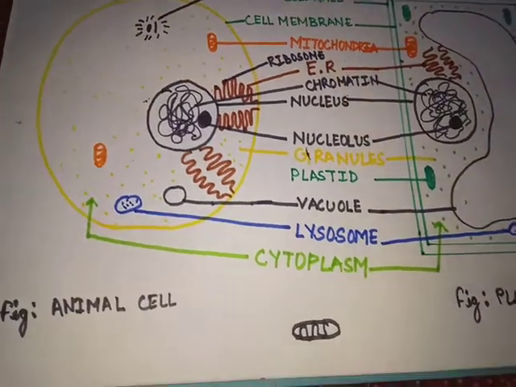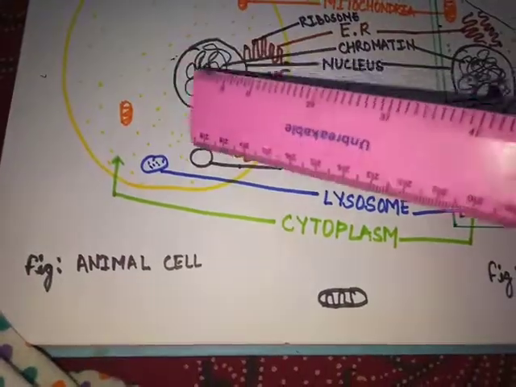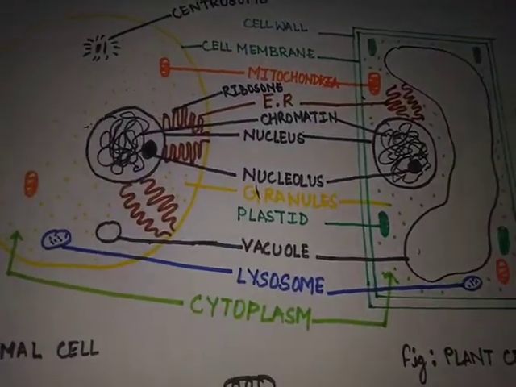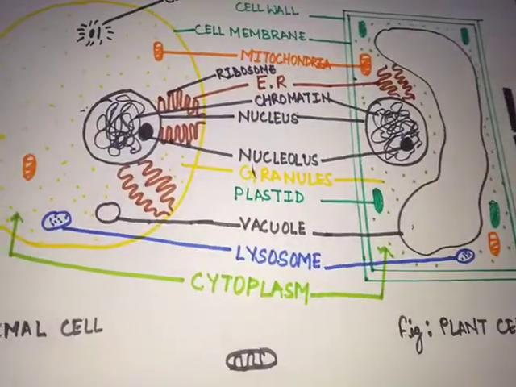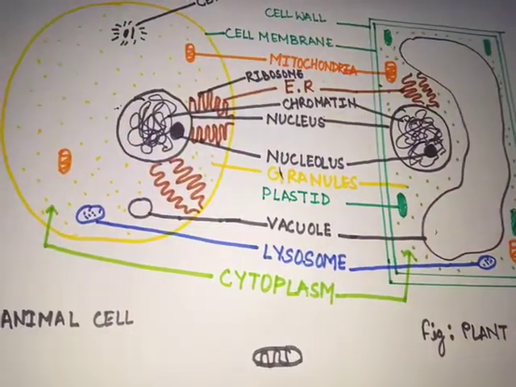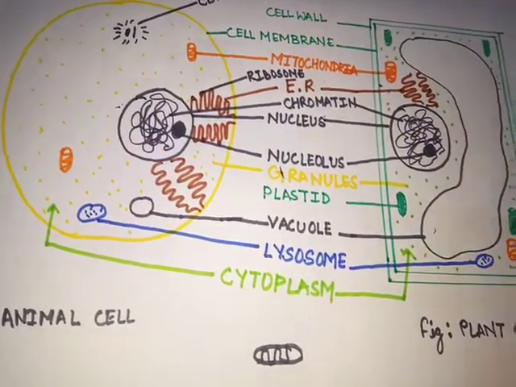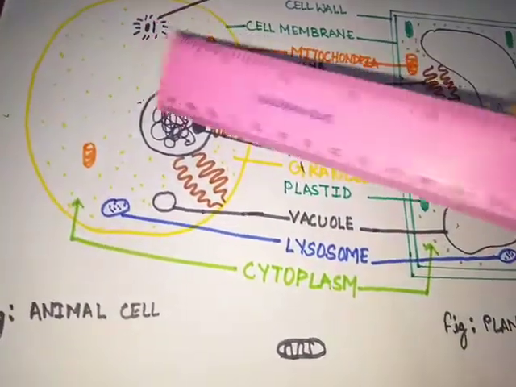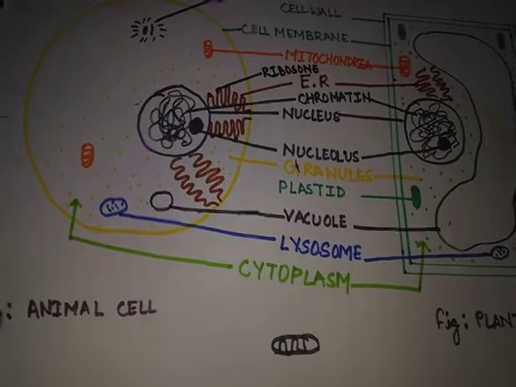Next one you can see is the small vacuole in the animal cell and a very large vacuole in the plant cell. This is also one of the major differences between the animal cell and the plant cell. In plant cell, a large vacuole is present, while in the animal cell, a small vacuole is present.